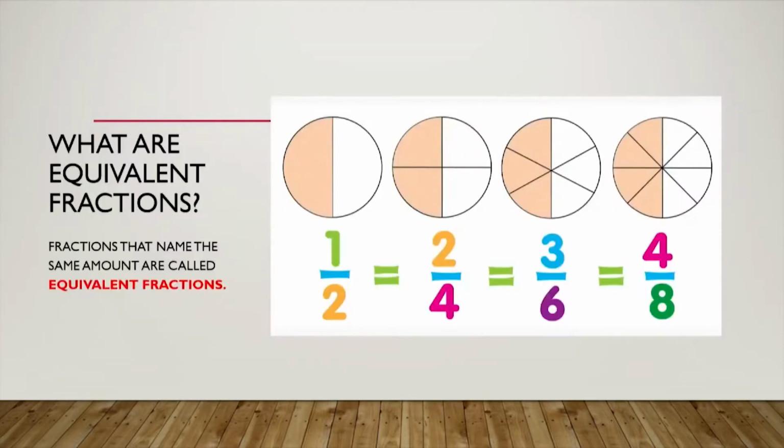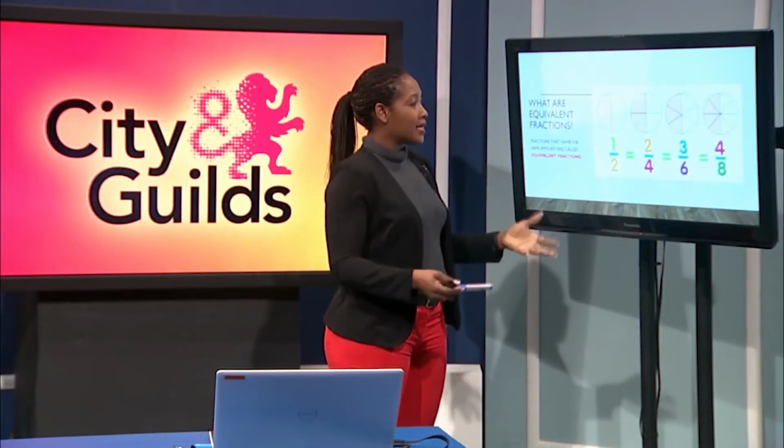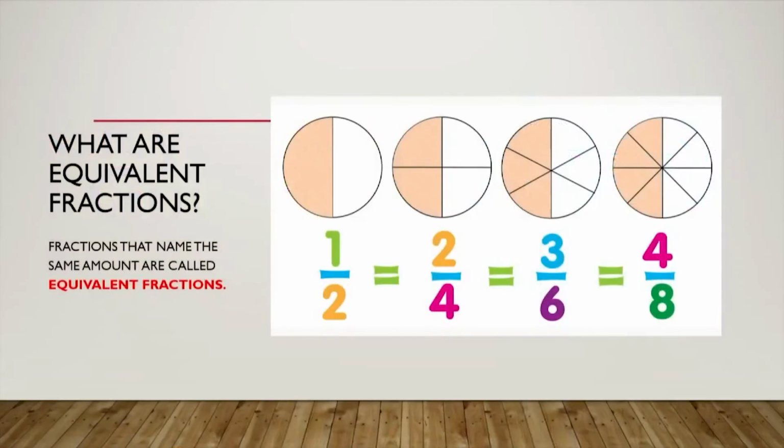So let's look at some examples of equivalent fractions. Fractions that name the same amount are called equivalent fractions. Let us look at the diagrams here. So we have a half, 2/4, 3/6, 4/8. Now, just from looking at the pictorial representation, which is at the top, you realize that the shaded region is the same. How you speak about it or how you name it as a fraction changes.